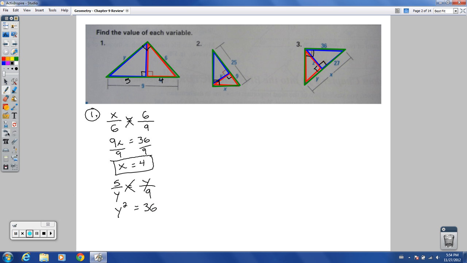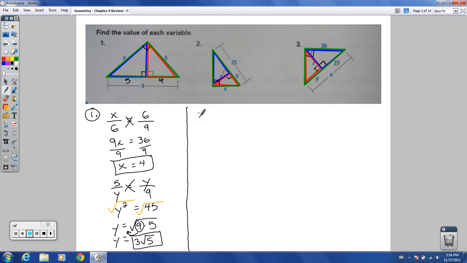Or not 36. I'm sorry, 45. Just thinking about the previous one. So that means I can take the square root of both sides, and that gets me the square root of 45. But the square root of 45 is the same thing as the square root of 9 times 5, breaking down the part into its perfect square constituent parts, and this I can take out. Square root of 9 is a 3. So the simplified radical form is 3 radical 5 for that one.